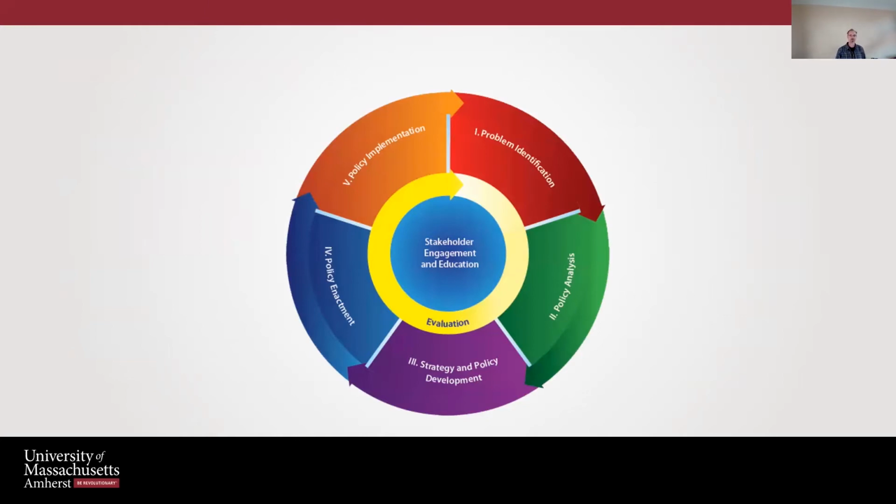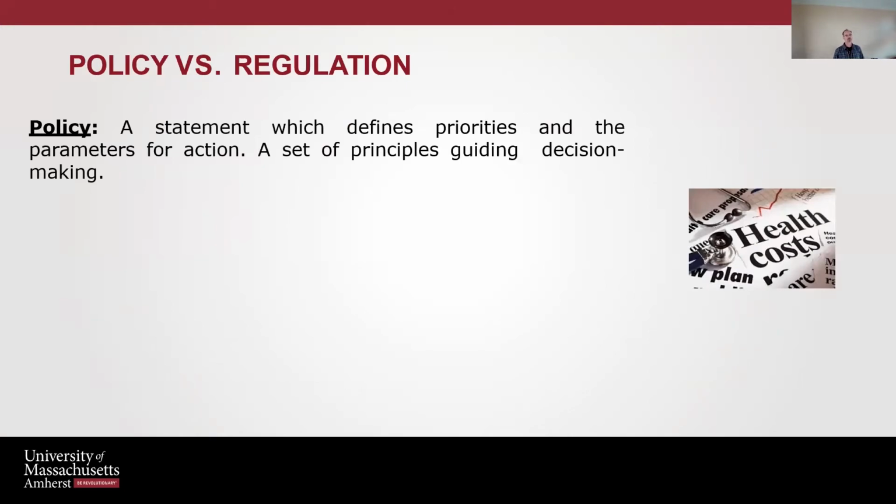So this is sort of a diagram of how policy is formulated. Problem identification, policy analysis, strategy and policy development, policy enactment, and policy implementation is one way. We're going to talk a little bit about each of these things. Within that is stakeholder engagement and education, bringing your message to the people who need to hear it.